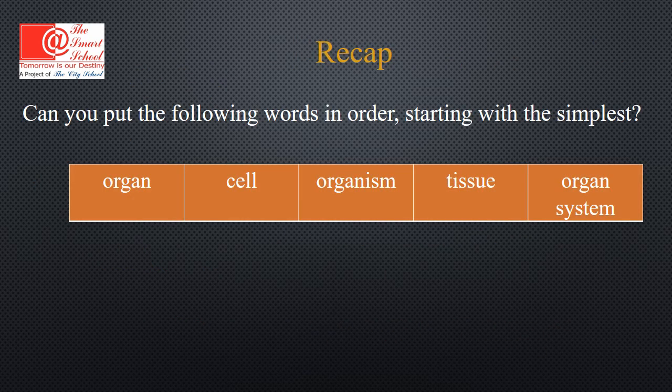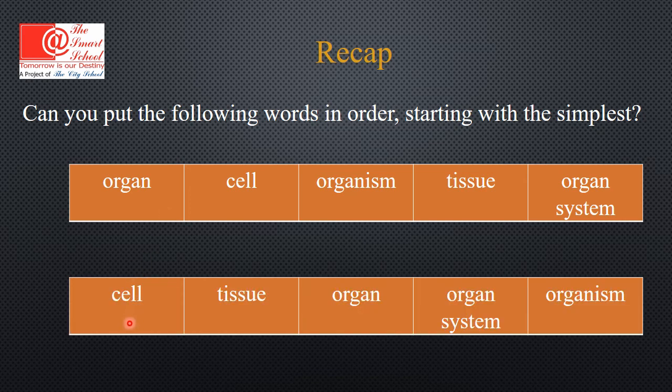We shall do a recap of the previous lesson. Can you put the following words in order, starting with the simplest? The correct order for these words is cell, tissue, organ, organ system, and finally organism.